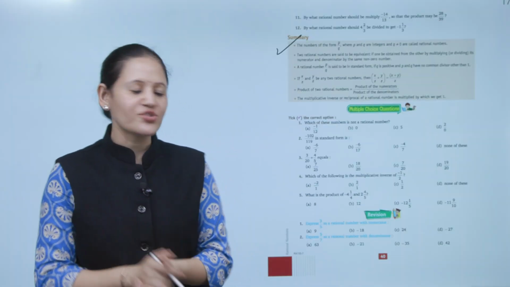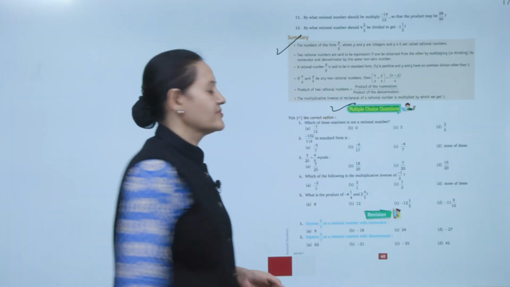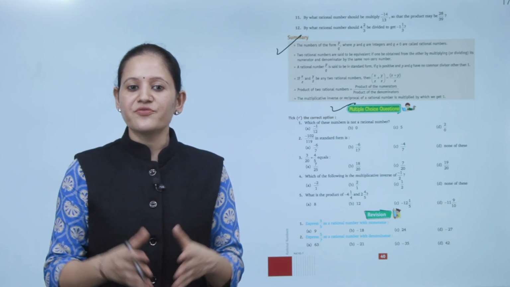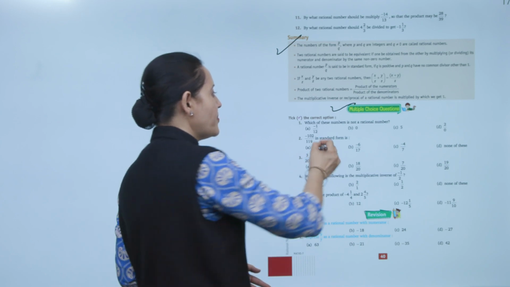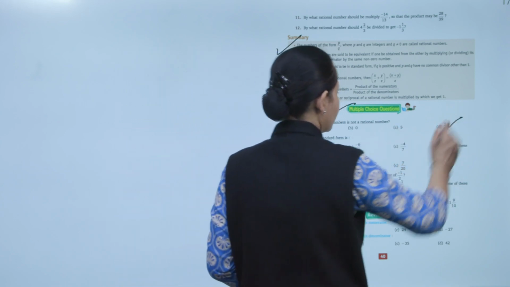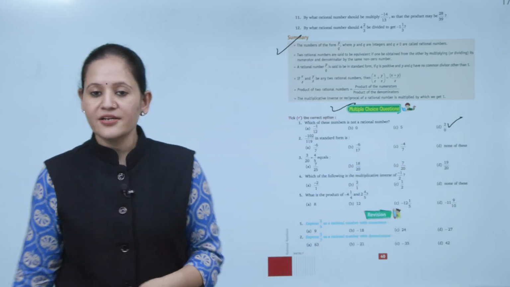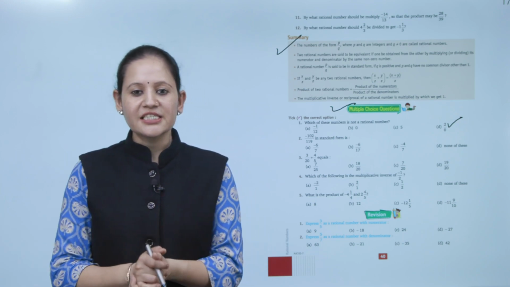Next is a multiple choice question. Take the correct option. Which of these numbers is not a rational number? So 2 by 0 is not a rational number. Clear? So option D is the correct answer.